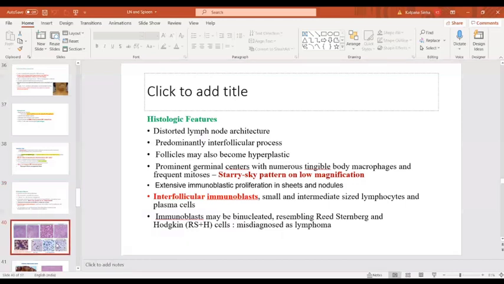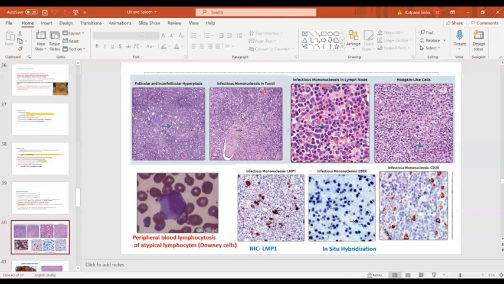In the follicle, you can see a starry sky appearance, and in the interfollicular area, there is a numerous proliferation of immunoblasts. These are the large cells, and these are known as immunoblasts.